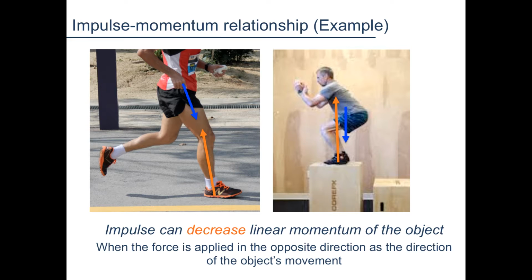This impulse causes the person's momentum to decrease. When the person is coming down, he or she will have a downward velocity. Landing will cause that velocity to decrease to zero before the ground reaction force will start to push the runner upward again. When the person's velocity decreases, their momentum will also decrease.